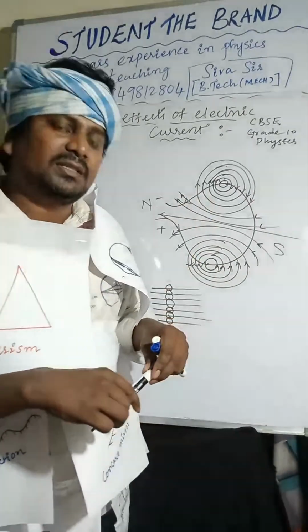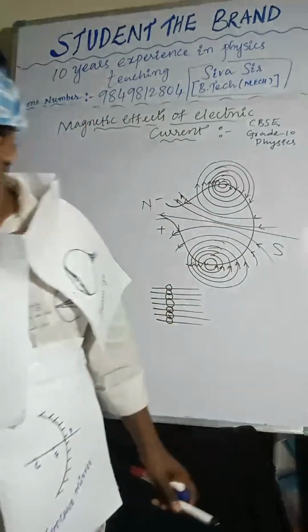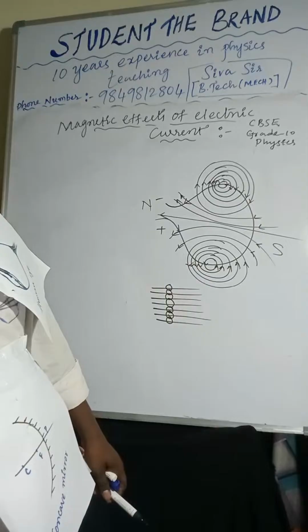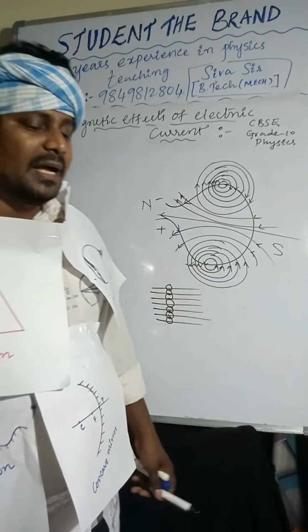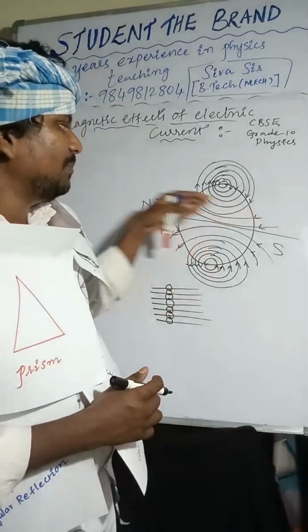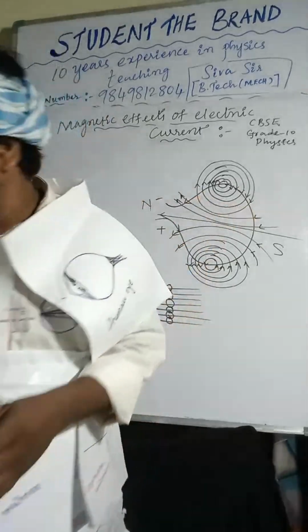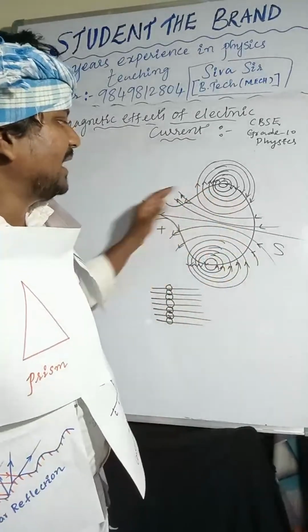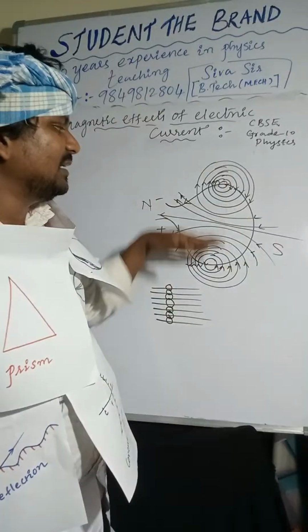Yes, Ravya, is it correct? Yes, it is correct. At the center, the magnetic field will be uniform, because as I said, the magnetic field lines become straight lines in the middle. That's why the uniform magnetic field is at the center rather than at the circumference.